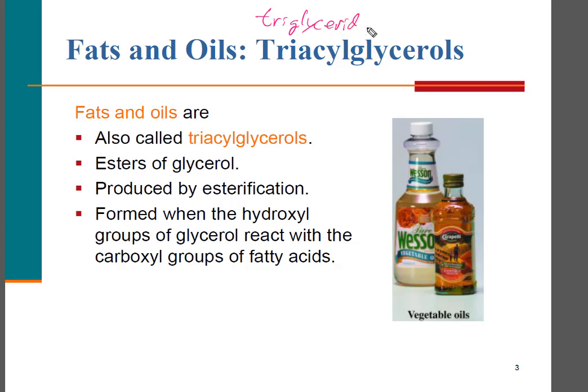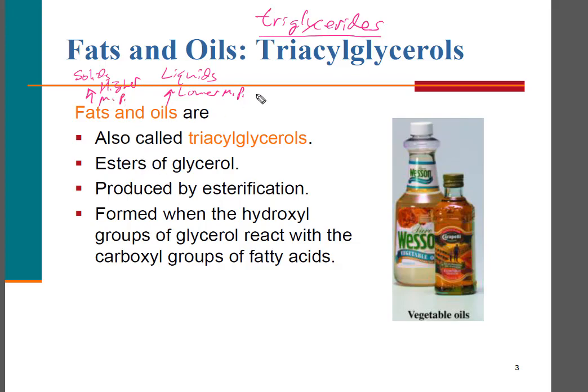Fats and oils, triacylglycerols, or again, we can call these triglycerides. So if you get blood work done and they check your cholesterol, they might also check your triglycerides. That's the same thing, these triacylglycerols. So fats and oils, remember fats, these are solids at room temperature. Oils are liquids, but they're both lipids, just depending on the melting points. Oils have a lower melting point. They're liquids. Solids have a higher melting point. Fats have a higher melting point. They're solids.